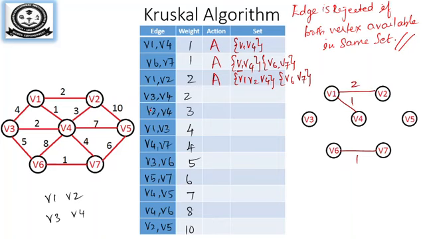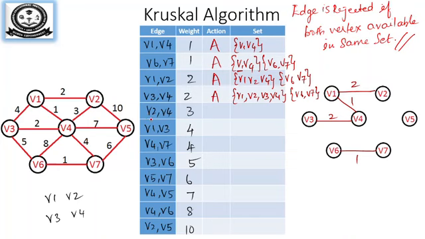The next edge is V3, V4. In the first set you can see V4 is available but V3 is not there, hence this edge is also accepted. So V1, V2, V3, V4, and finally you will have a separate set V6 and V7. So this edge is also accepted. I will put the edge in the minimum spanning tree. The next edge is V2, V4.